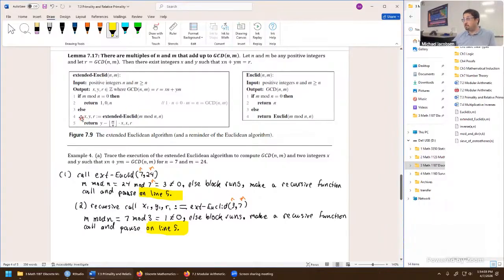New function call, new values x, y, r. We'll update the subscripts to x2, y2, r2. And here's call 3, recursive call 2: x2, y2, r2 will be defined to be the output to extended Euclid once again.